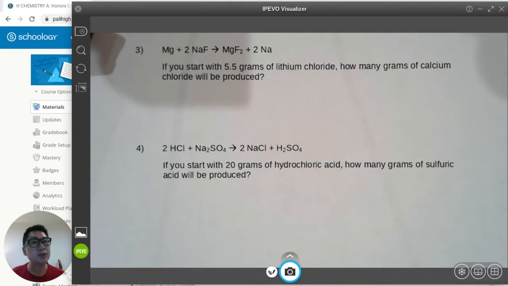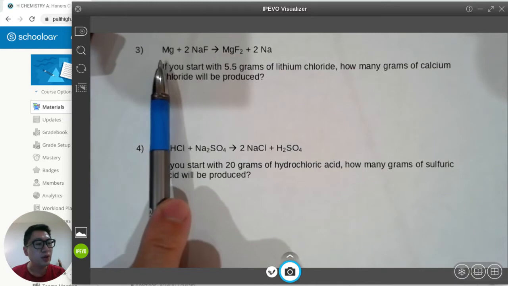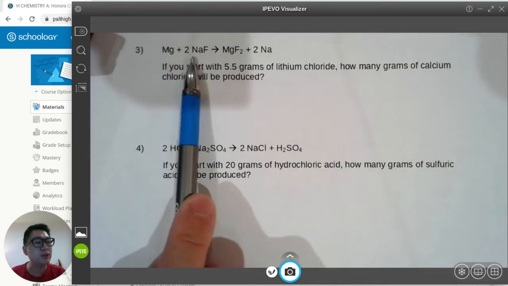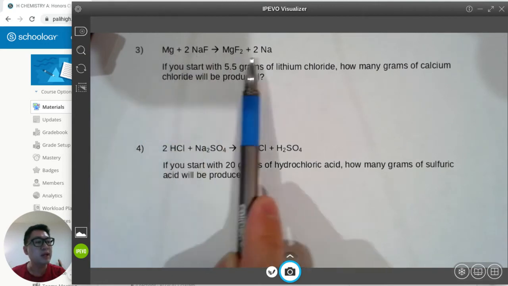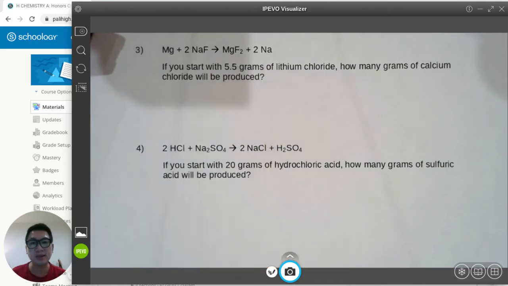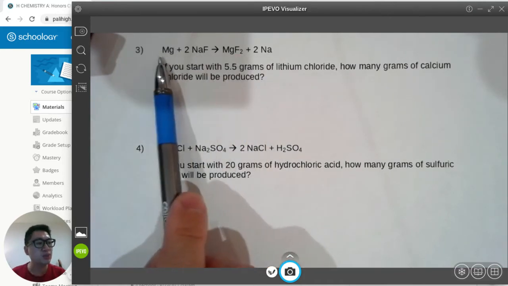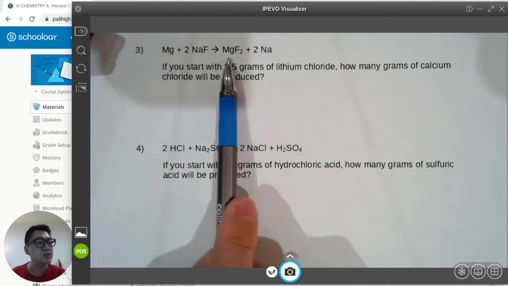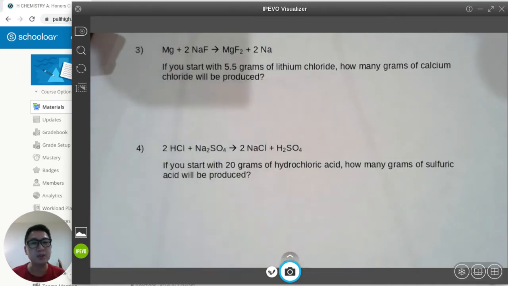All I know from this balanced equation, let's read it together. 1 mole of magnesium and 2 moles of sodium fluoride makes 1 mole of magnesium fluoride and 2 moles of sodium. So coefficients 1, 2, 1, 2. All I know are these moles to moles ratio.